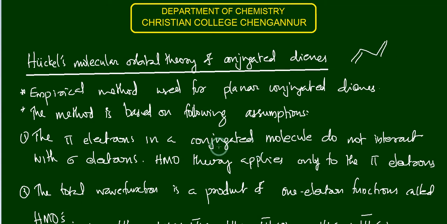This is an empirical method used for planar conjugated ions. It's very important. It is for planar conjugated ions. Okay, and the method is based on the following assumptions, and we will see what these assumptions are.